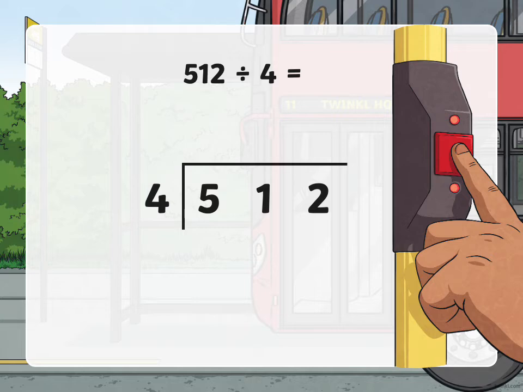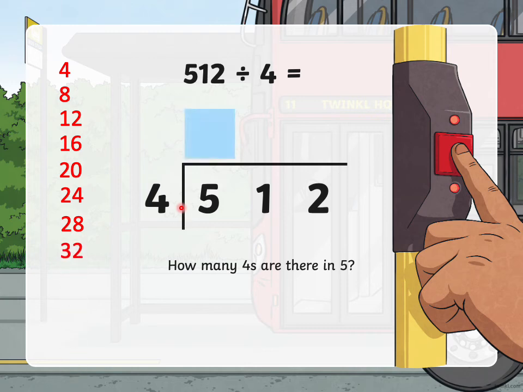Okay, next problem. 512 divided by 4. The dividend is inside. The divisor is outside. And we start from the left. 5 divided by 4. Let's write down table 4. Now 5 is not in table 4, but the closest number is 4. So 4 divided by 4 is 1. How many remain? We have 1 remaining.